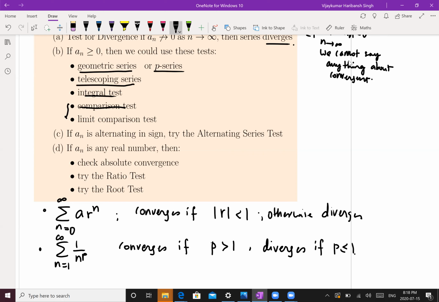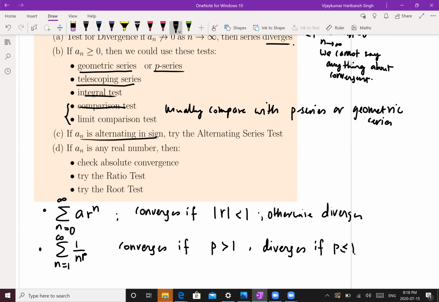In the comparison test and limit comparison test, we usually compare with a P series or with a geometric series, all right? Then if it has an alternating sign, we try the alternating series test. And if an is any real number, then you can check for absolute convergence using the ratio test or root test.